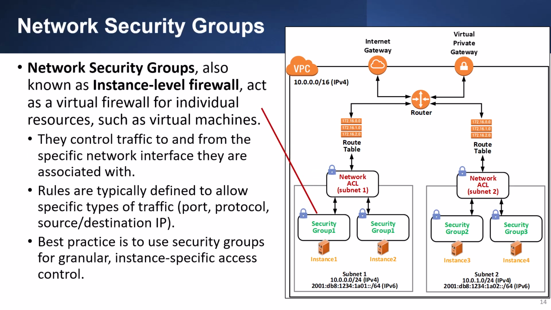Network security groups, also known as instance-level firewall, act as a virtual firewall for individual resources such as virtual machines. They control traffic to and from specific network interface that they are associated with. Rules are typically defined to allow specific types of traffic, including port, protocol, and source and destination IP. Best practice is to use security groups for granular instance-specific access control.